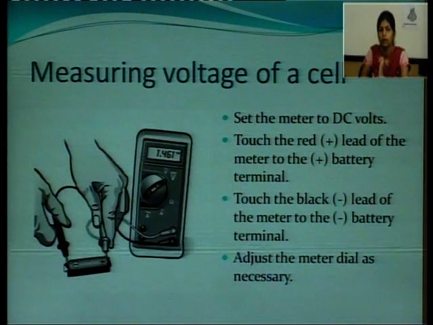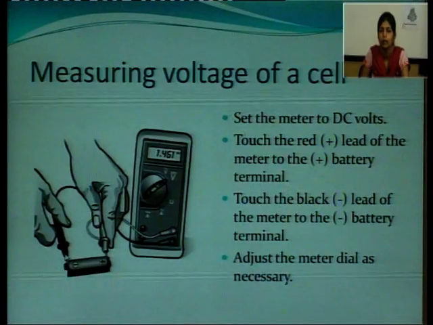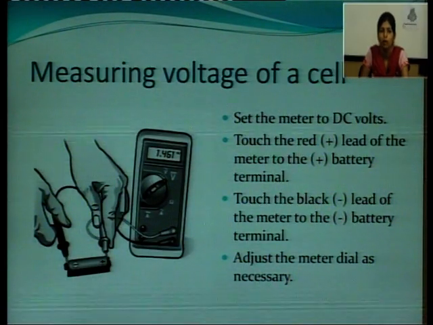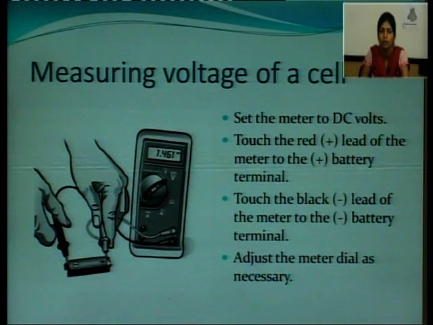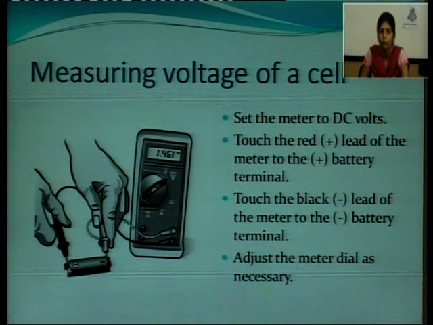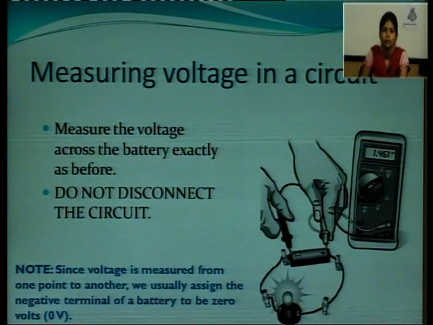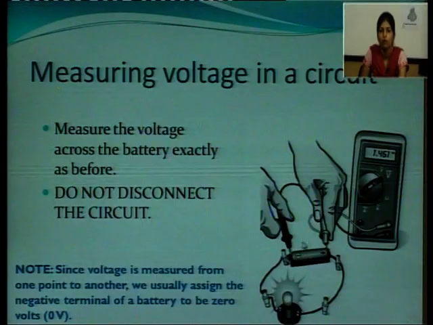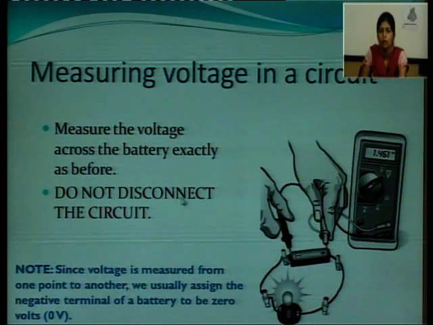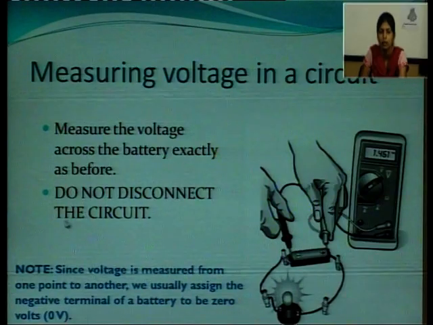Now touch the red lead, which is the positive lead of the meter, to the positive terminal of the battery. So this is the red lead which is connected with the positive terminal, and this is the black lead, the negative lead, and connect this lead to the negative terminal of the battery. So with this we can measure the voltage of a cell. If we want to measure the voltage in a circuit, we can measure in this way. The same procedure applies, but we do not disconnect the circuit.